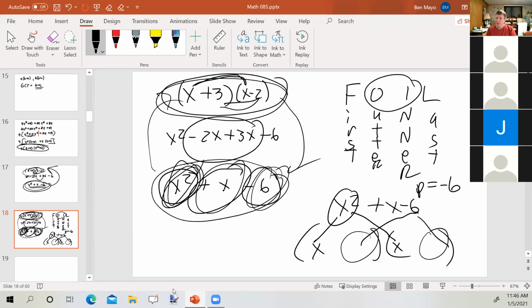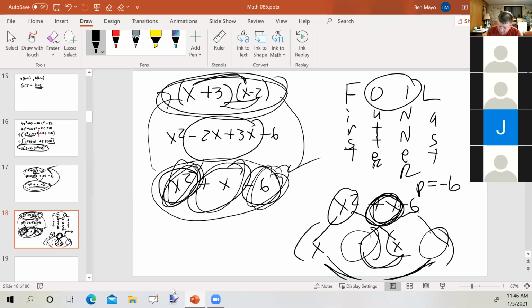Okay. But there's another thing I have to consider. Where does this come from? That middle term comes from this product plus that product. So the inner and the outer, or the OI. So I need a sum that's equal to 1 because there's 1x. So I'm looking for a product that's negative 6 and a sum that's positive 1.